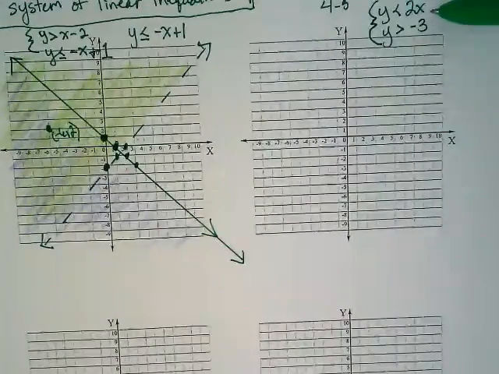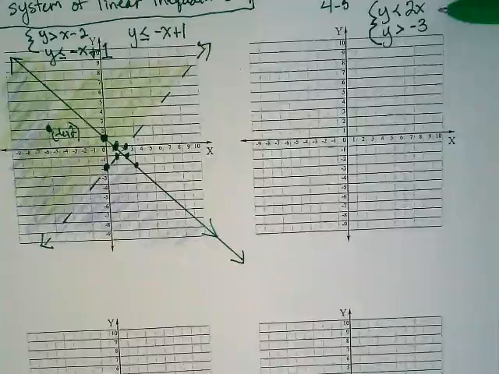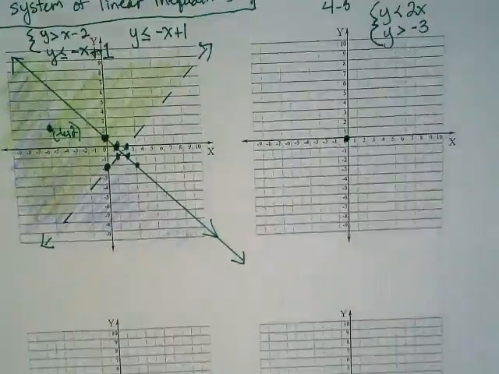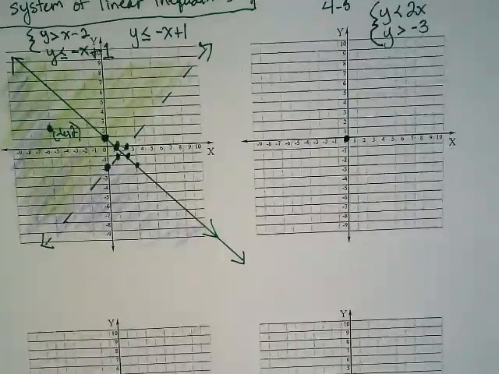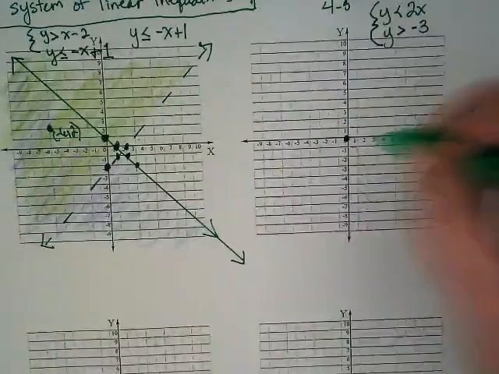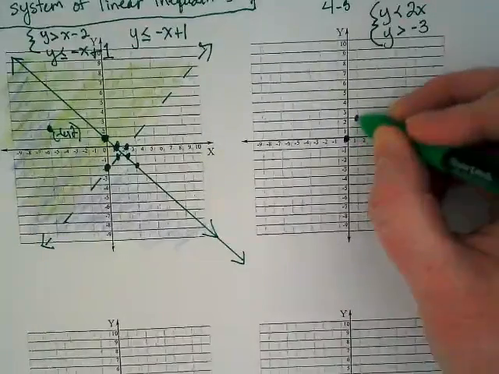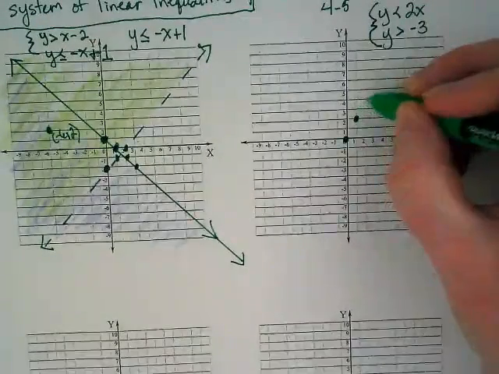If y is less than 2x, that means that my y-intercept, the b in mx plus b, must be 0, because it's not there. So that means I start at the origin. And what is my slope? 2 over 1. So I'm going to go up 2 and over 1.